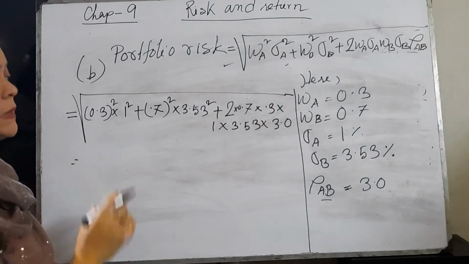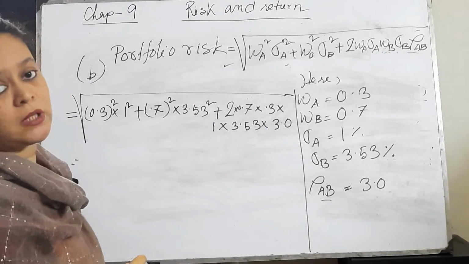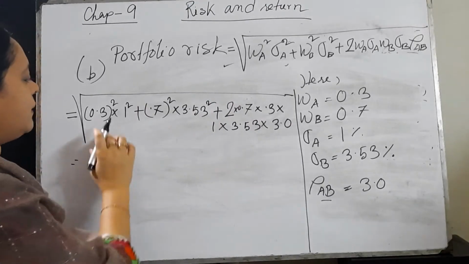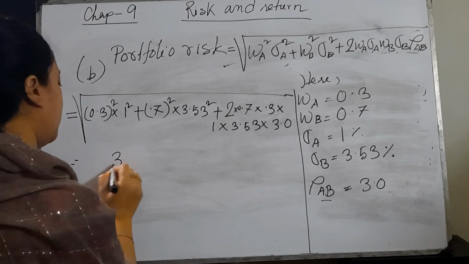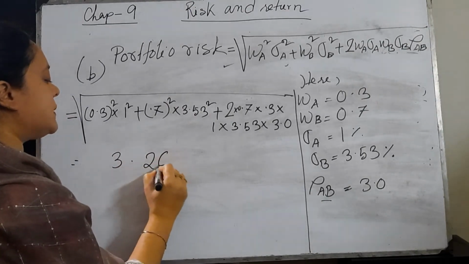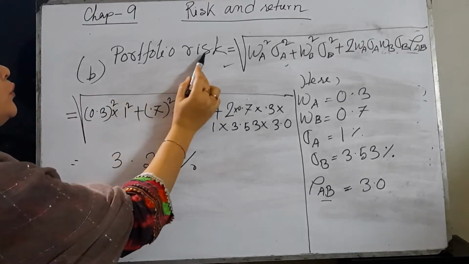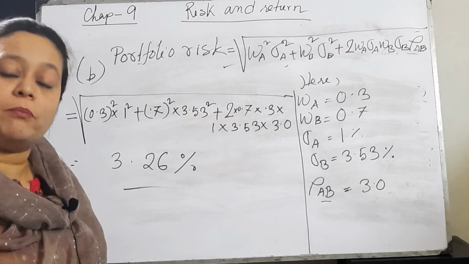You can calculate separately, or you can put it all in your scientific calculator. It must be a scientific calculator, and then root over, and the answer is 3.26%. This is the portfolio risk of company A and company B of Mr. Saber.